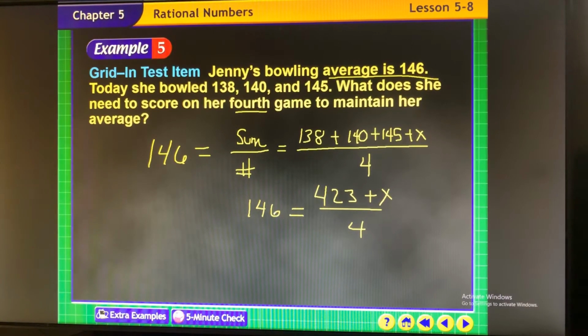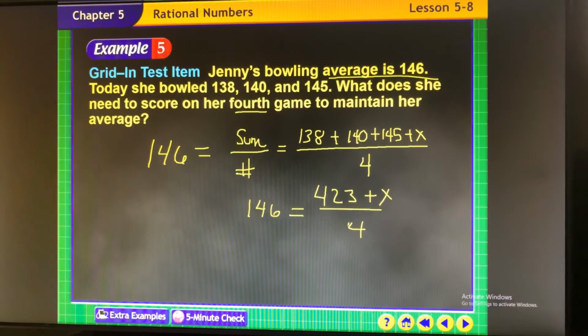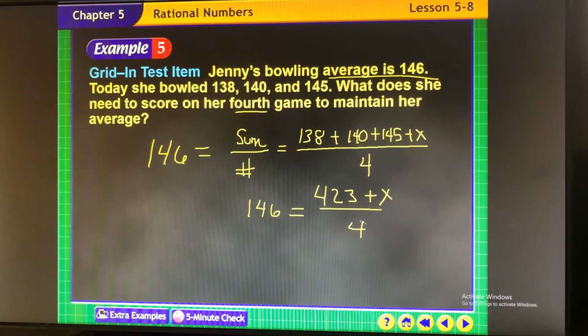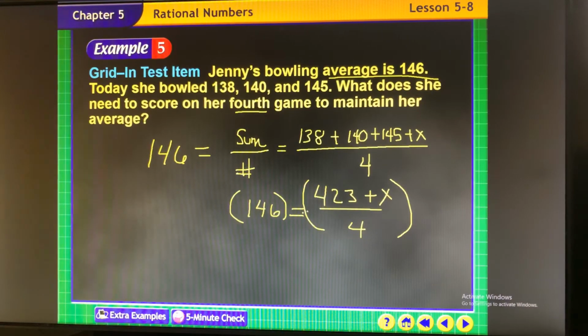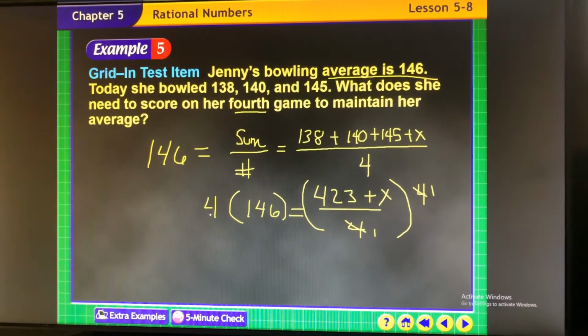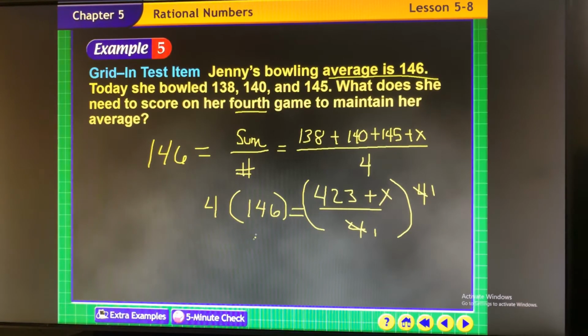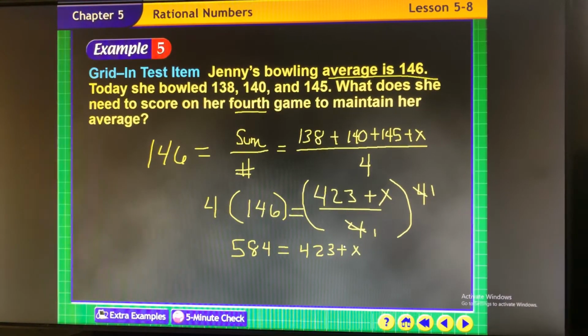Keep this in mind because all year we'll talk about this. The only way to start to solve this is to get rid of the denominator. It's a division problem. How do you undo division? With multiplication. So I'm going to multiply both sides by 4. Why? Because this will allow me to get rid of the denominator, which I want to do. So I'm going to do 146 times 4, and I'm going to get 584 equals 423 plus X.